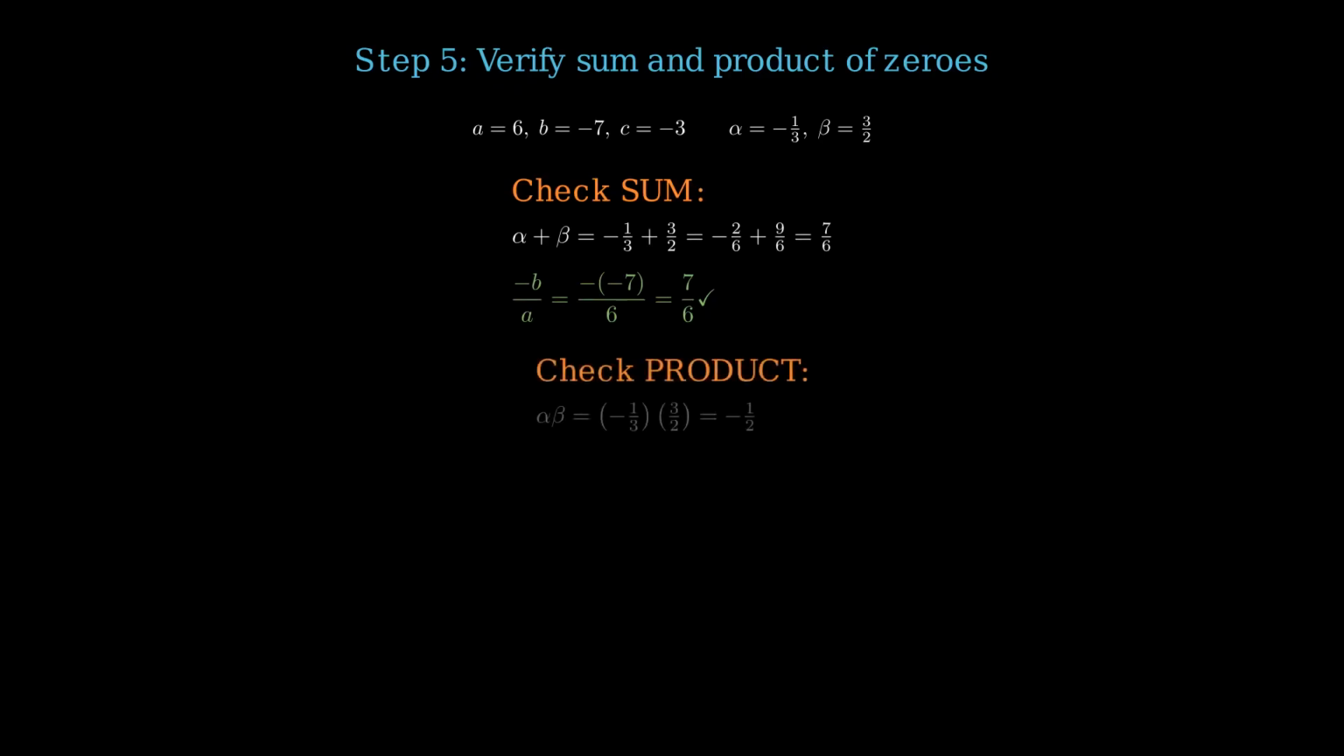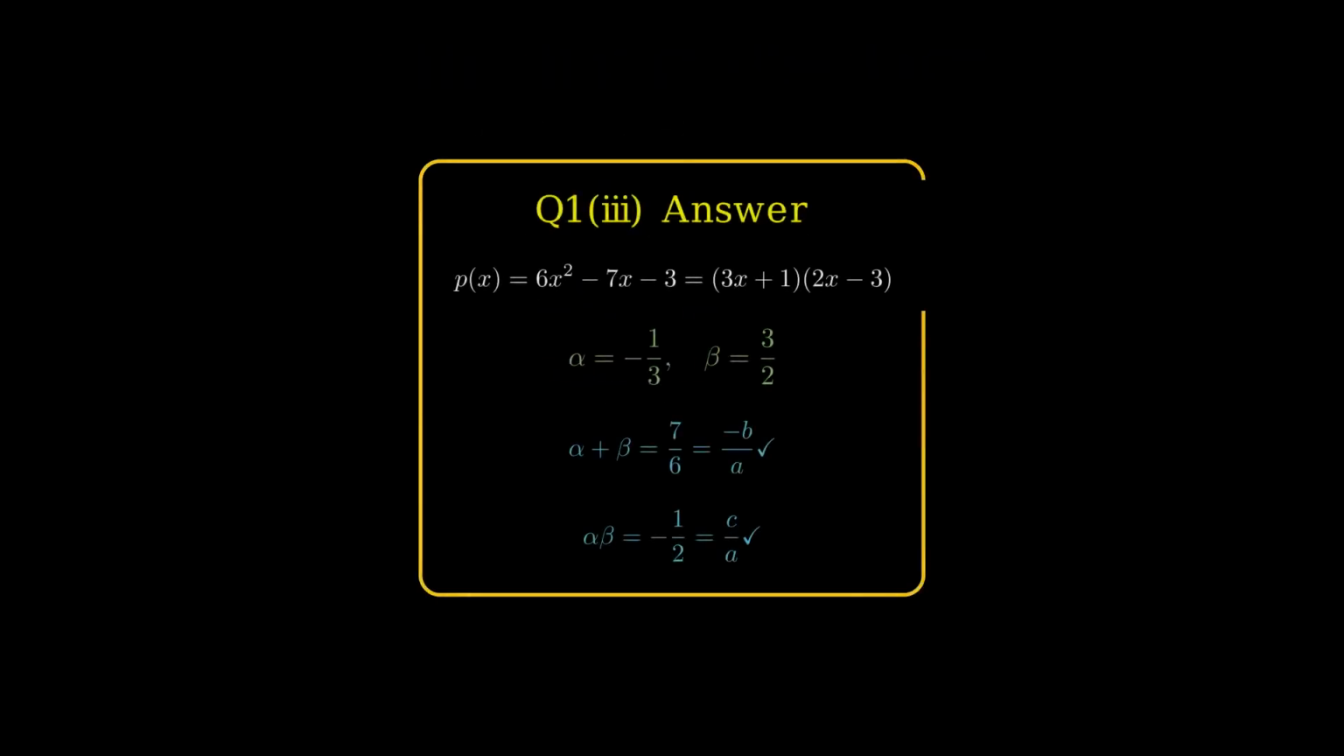Verified. Product, 3/2 times negative 1/3 equals negative 3/6 equals negative 1/2. c over a equals negative 3 over 6 equals negative 1/2. Verified. All relationships are confirmed.